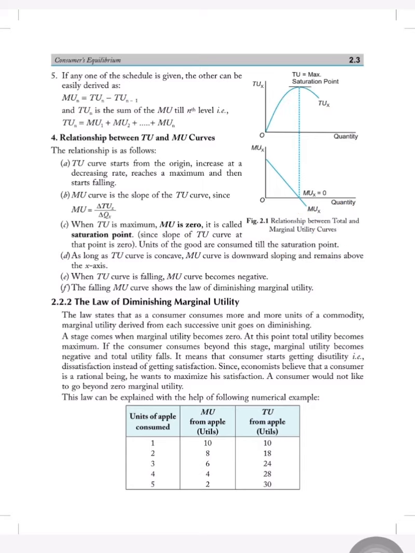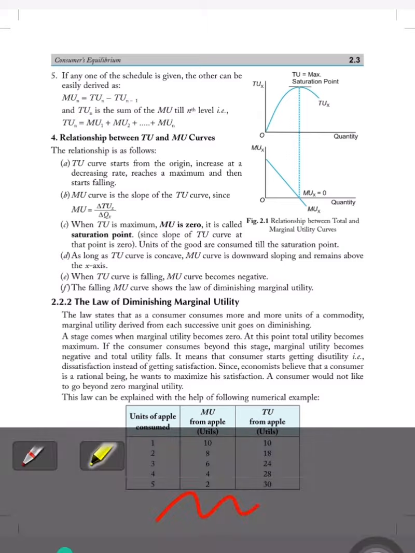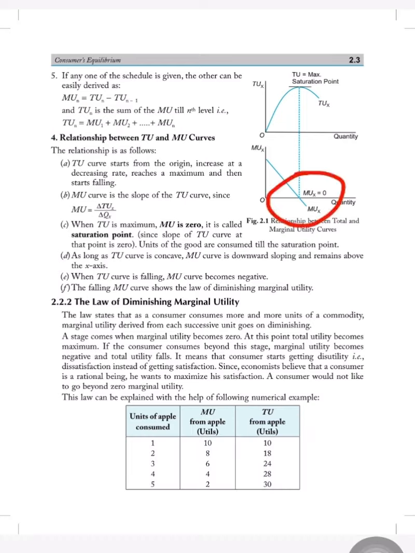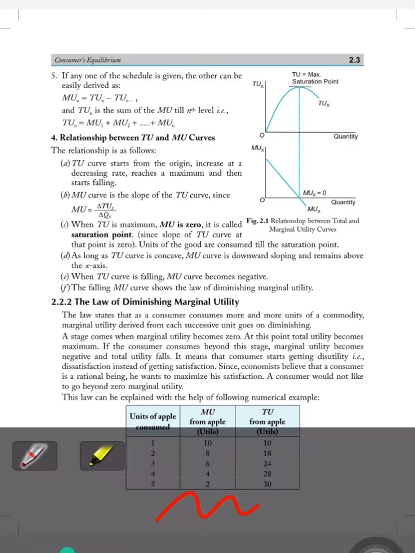So the relation between marginal utility and total utility is that when marginal utility is 0, total utility will be at maximum. And when marginal utility starts to be negative, total utility will start decreasing. So this is the relation between marginal utility and total utility.